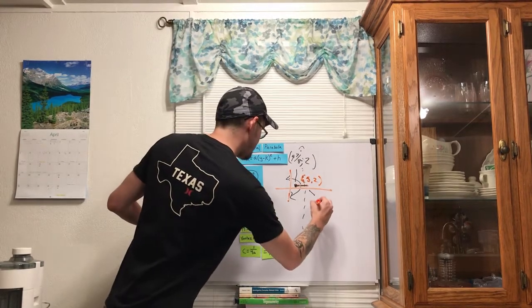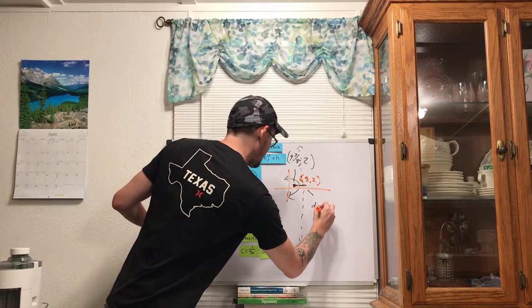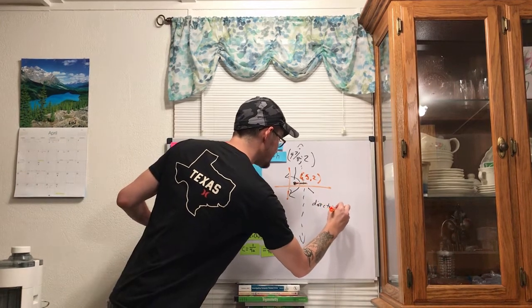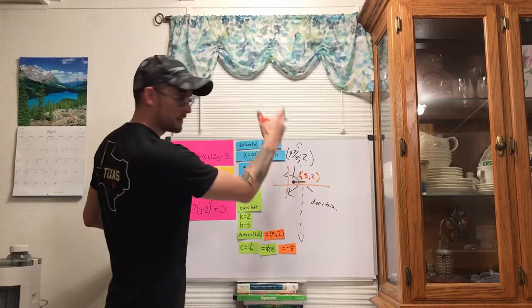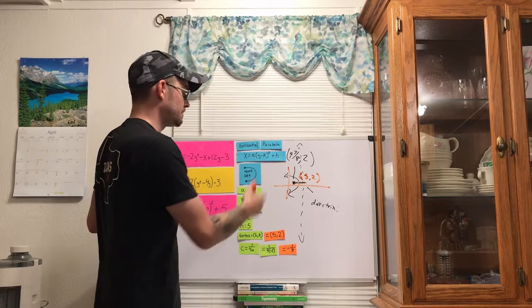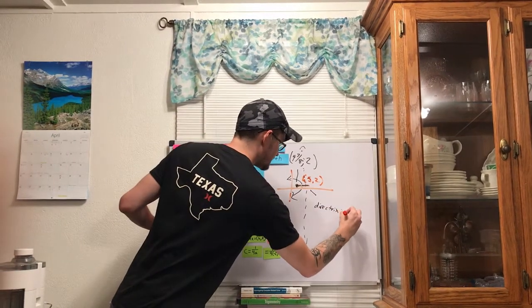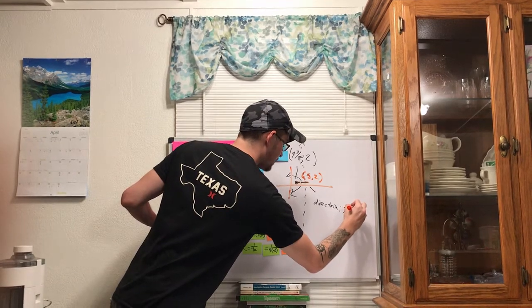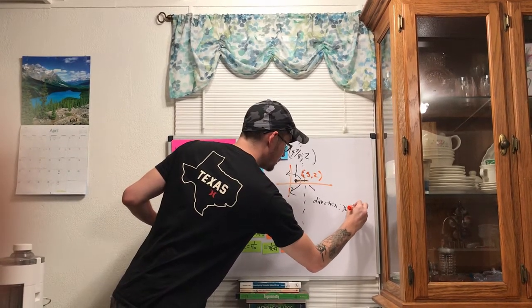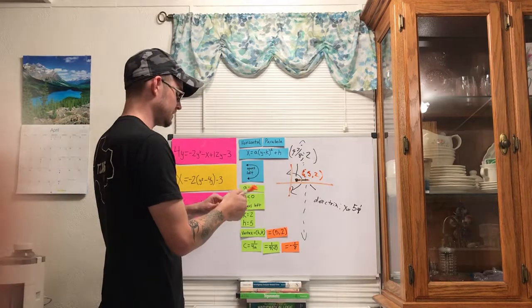So our directrix is going to be a line, and a line is an equation, not a point on the plane. So we're going to write an equation: x equals 5 1/8. There's our directrix.